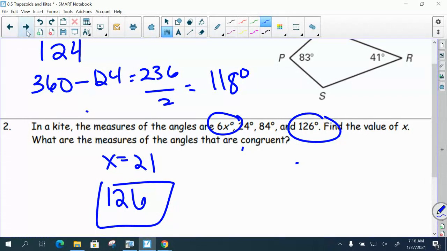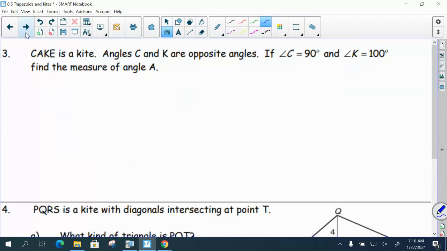All right, a few more examples I'm just going to walk you through. So this says Kate is a kite. Angles C and K are opposite angles. So they're saying if C is 90 and K is 100, find the measure of angle A. So you would subtract those from 360 and divide by 2 to get the measure of angle A, because these would be the 2 angles that aren't congruent.